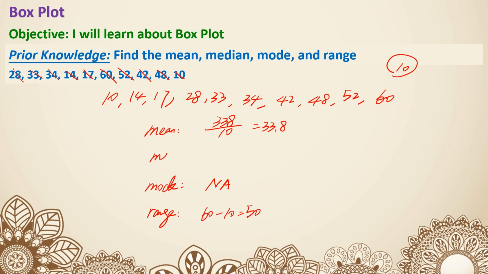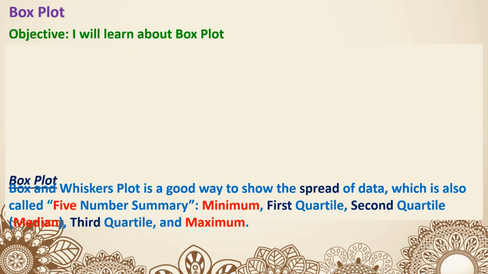As for the median, we have 10 numbers, so we know we have to keep the middle 2. So let's cross out from both sides. That's 1 pair, 2 pairs, 3 pairs, 4 pairs. So we have the middle pair left. 33 plus 34 divided by 2 is going to give you 33.5, and that is the median. Now let's get to box plot.